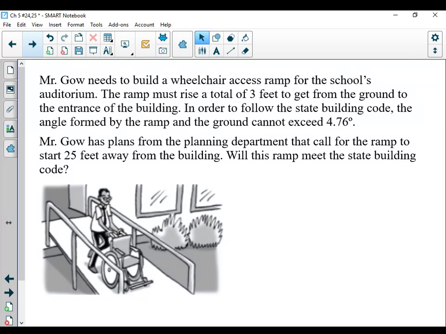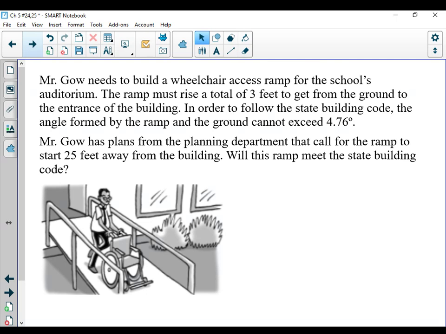So he's got to get 3 feet up because that's where the door is, where the entrance is. But when he makes that angle, we've got to make sure it doesn't go over 4.76. Well, here's his plan right now. Mr. Gow has plans from the planning department, and they call for the ramp that he's going to build to start 25 feet away from the building. Here's the question. Will this ramp meet the state building code?